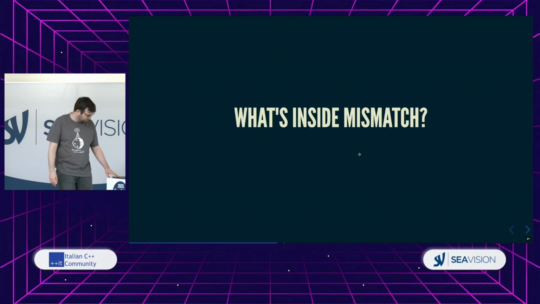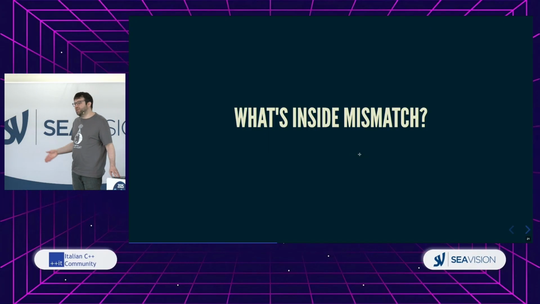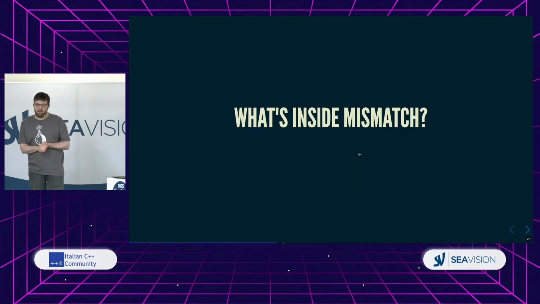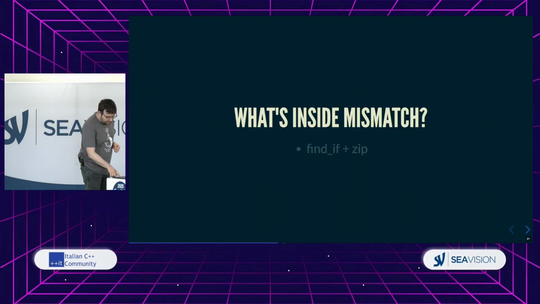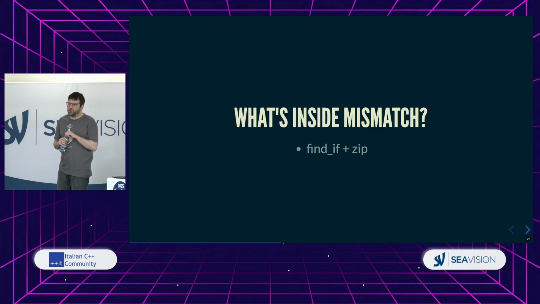Okay, let's move on then. So what's inside mismatch? Assuming I convinced you that mismatch is kind of correct. Well, actually, in Eve, we just call find if plus zip, because it's a ranges library. So the whole mismatch is like 3 lines of code. A bit more than that, okay. This is cool and took us a lot of time, but absolutely not interesting for this crowd.